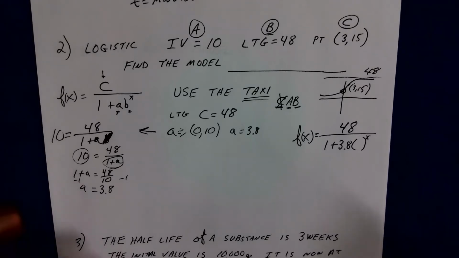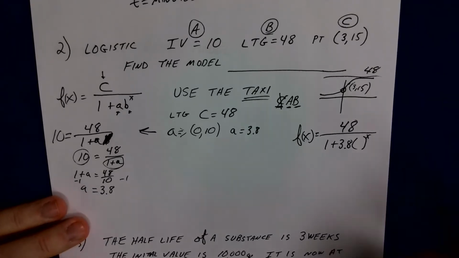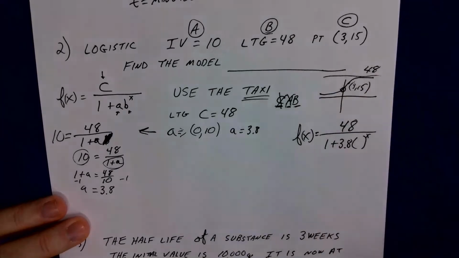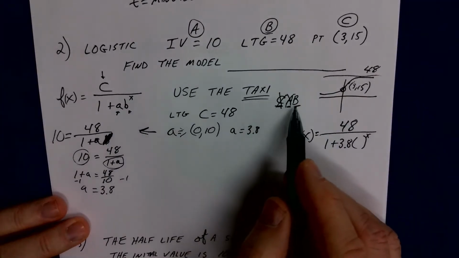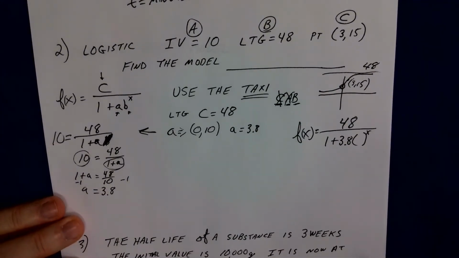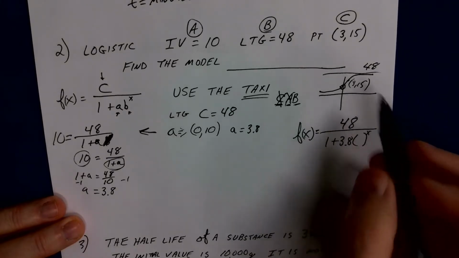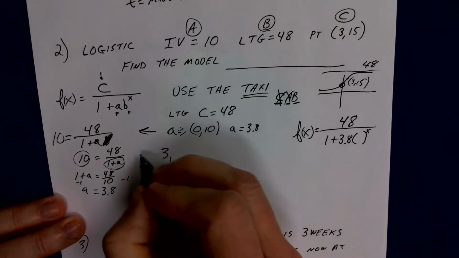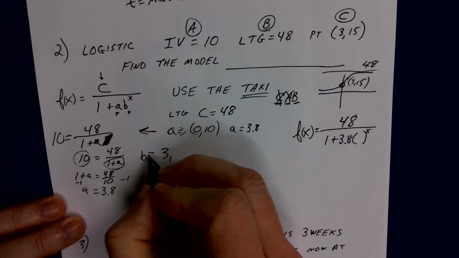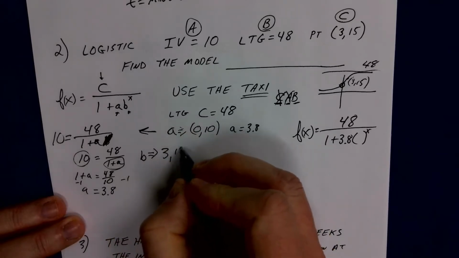Okay, so now let's go from here. I've done the C, I've done the A. Remember, we're taking a taxi. A taxi is a cab. Now I just have to find the B. So, well, the B is going to use the 3, 15. So to be able to find the B, I need to use the 3, 15.